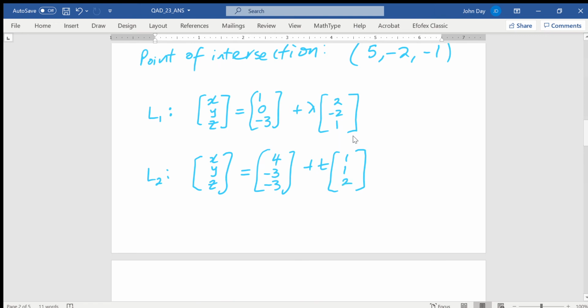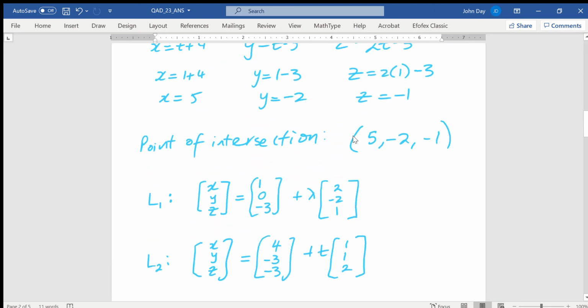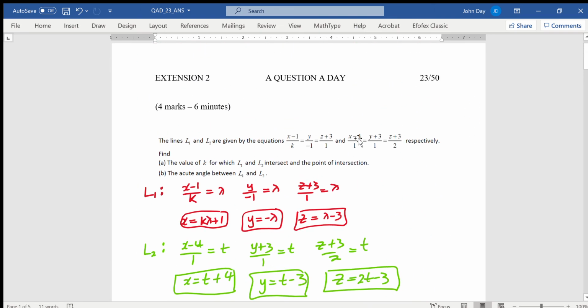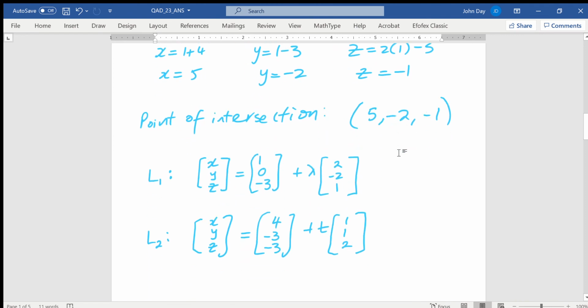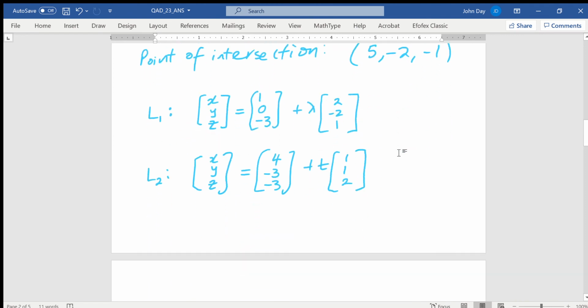All right, now you can read those directly off the original, the way they've written the original equations as well, like the 4 minus 3 minus 3 on the top line, just reverse the signs of this guy, you get 4 minus 3 minus 3, and on the bottom you've got 1, 1, 2. So you can just read that directly off.